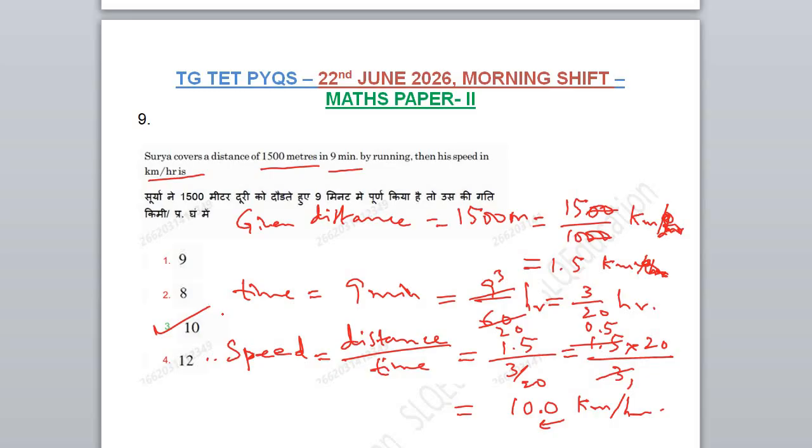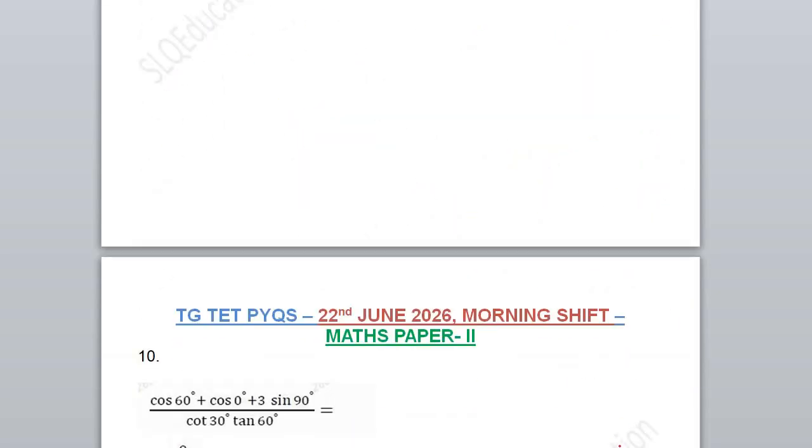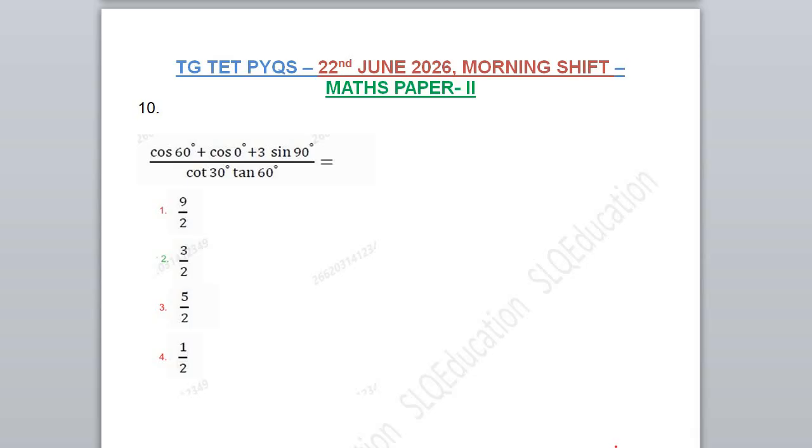The other method is also there. Just simply we have to convert into kilometers per hour, so we have to multiply by 18 by 5. First find the speed in meters per second, that is 1500 by 9. Then we convert this from meters per second into kilometers per hour. That was one more method. This is more logical. You can go through this. Simple question one more, that is the 10th question.